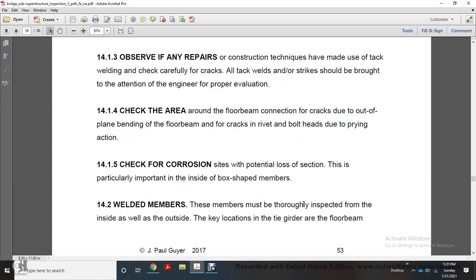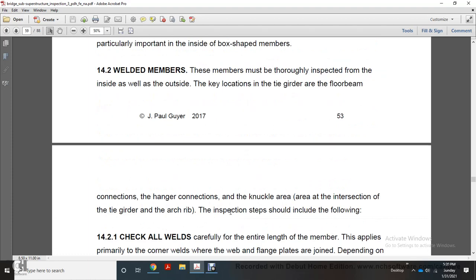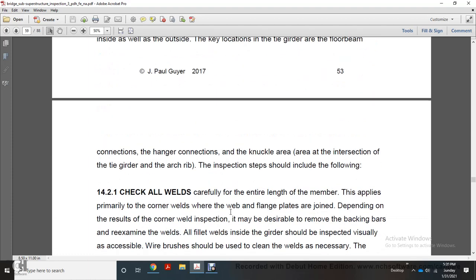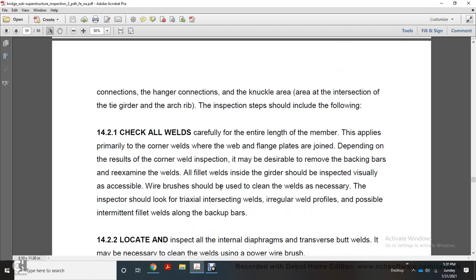Welded members must be thoroughly inspected, including the inside of the weld at the side of key locations: the girder and floor beam connection, the hanger connection, the knuckle area, and the area of intersection with the tie girder and the arch rib. The inspection steps should include the following.